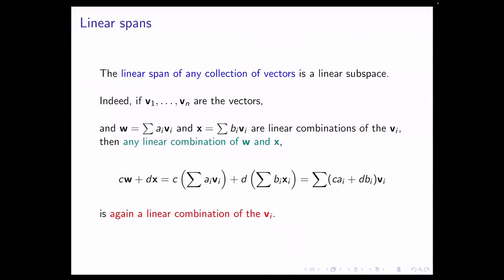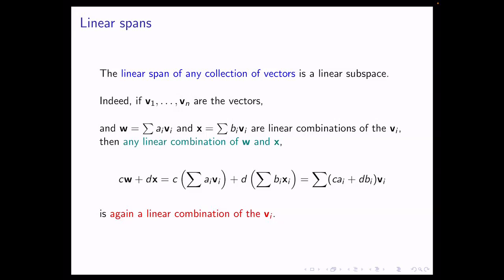And using simple rules of vector arithmetic, you can make this calculation. So on the right hand side, you see that it's again a linear combination of the same vectors vi.